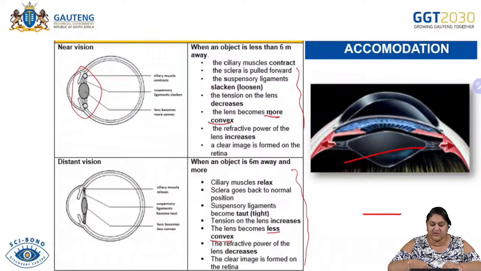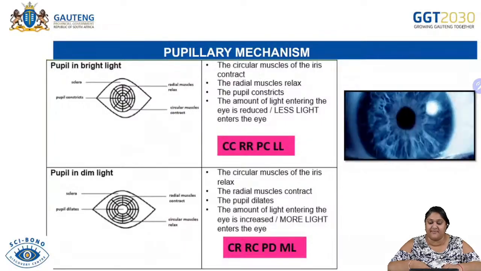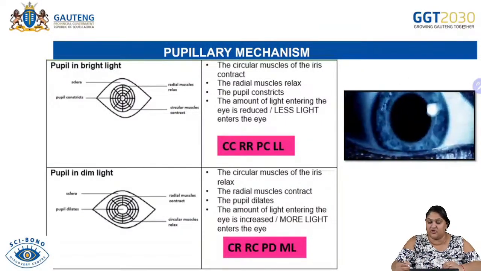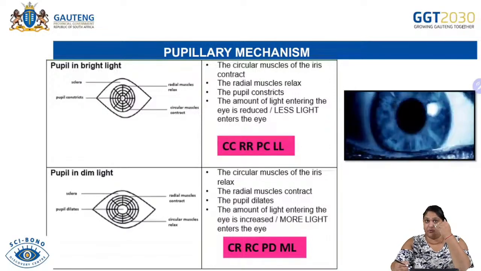And then the next question that they like to ask is on pupillary mechanism. Can you see here, this has got to do with the pupil. Okay, so you can see this happening on the external view. When you look at somebody, you can actually see the pupillary mechanism happening.